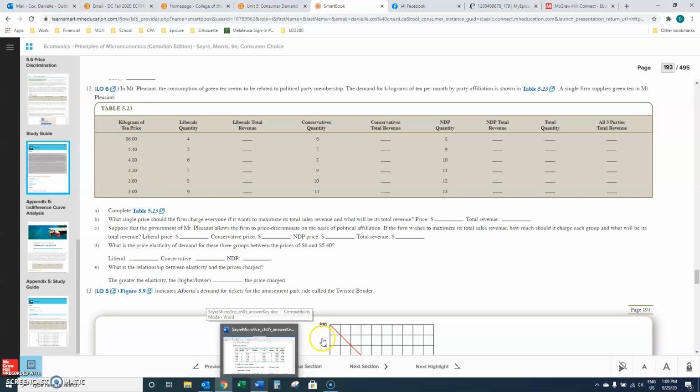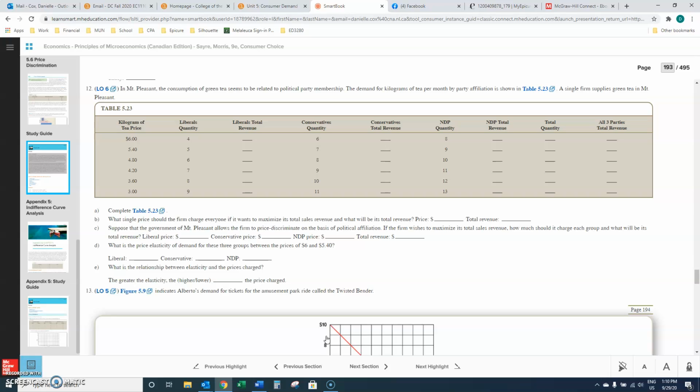If you can remember, the price elasticity of demand is the percent change in quantity demanded divided by the percent change in price. And in order to get the percent change in quantity demanded, it's the change in quantity demanded over the average quantity demanded. You multiply that figure by 100. And the percent change in price is the change in price over the average price multiplied by 100.